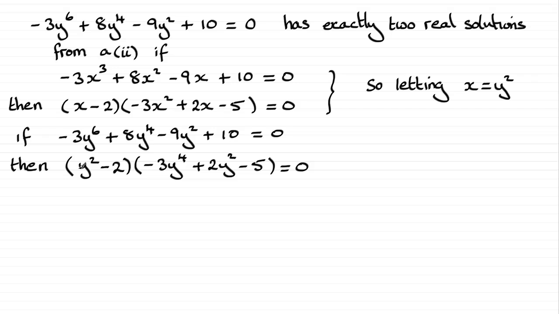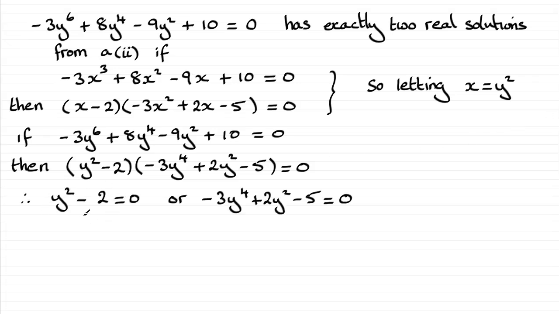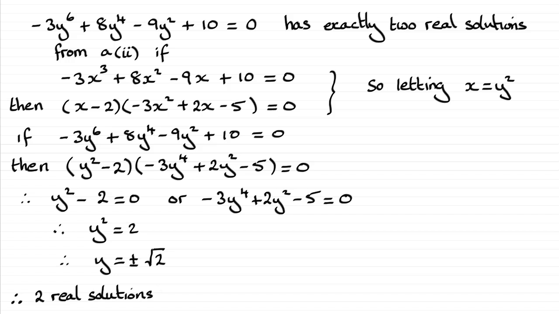So we can put each of these factors equal to 0. Taking this equation here, if I add 2 to both sides and then take the square root, you end up with y equaling plus or minus root 2. So what we have here are two real solutions. That suggests that if we've got to show that the equation up here has exactly two real solutions, I would expect this other equation to have no solutions.